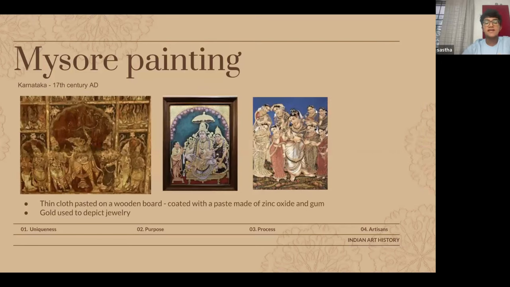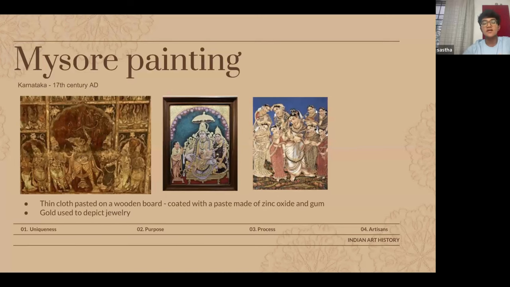Creating a Mysore painting involves several stages. The base is prepared with thin cloth, pasted onto a wooden or canvas board, coated with a paste made of zinc oxide and gum. After the surface dries, the artist sketches the image, and natural pigments mixed with water and a binding agent are used to fill in the colors. Gold leaf is applied to highlight certain areas, depicting jewelry or divine elements. The final step involves intricate detailing using fine brushes, which brings the painting to life with its delicate and precise lines.